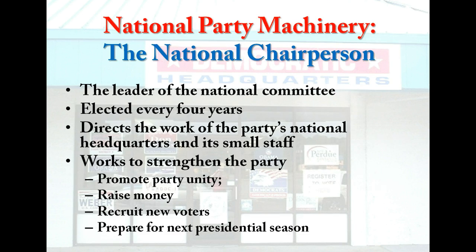The National Chairperson. In each party, the national chairperson is the leader of the National Committee. In form, he or she is chosen to a 4-year term by the National Committee at a meeting held right after the National Convention. In fact, the choice is made by the just nominated presidential candidate and is then ratified by the National Committee.